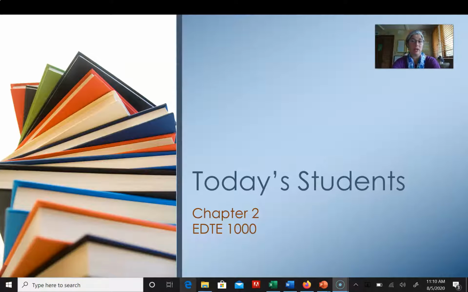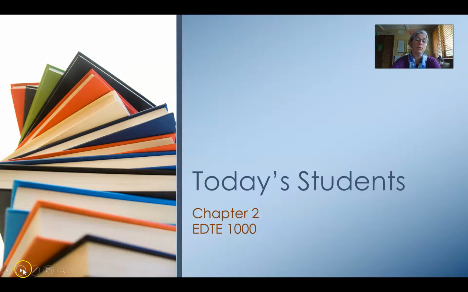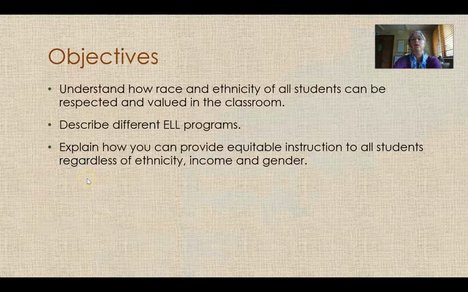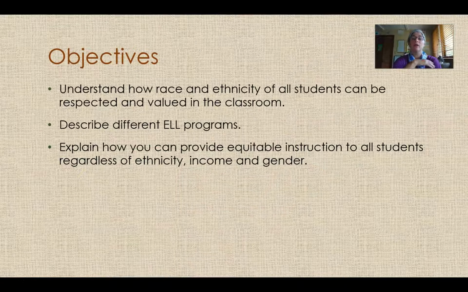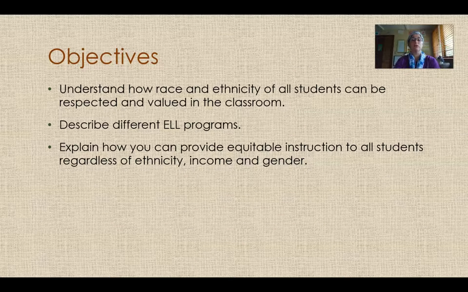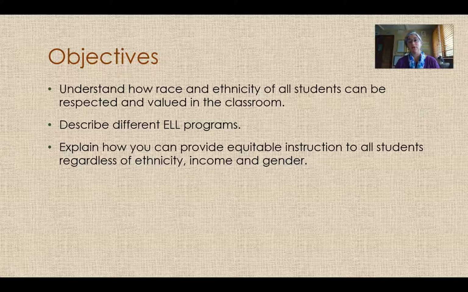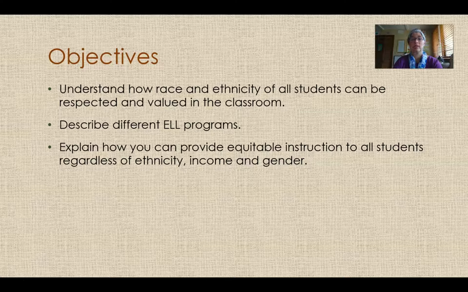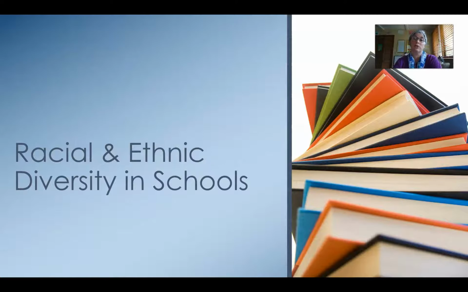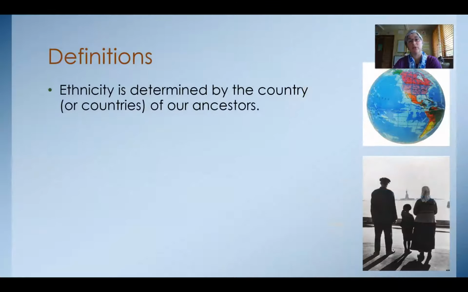Today we're going to be starting Chapter 2, trying to understand who your future students will be in the classroom. We have a few objectives, and they include understanding how race and ethnicity of your students needs to be respected and valued in the classroom. Also understanding who your English language learners are and what different programs are available for them for instruction, and also making sure that you understand how to provide equitable instruction to all of your students, regardless of ethnicity, race, socioeconomic status, or gender. We're going to start for part 1 by focusing on racial and ethnic diversity in schools.